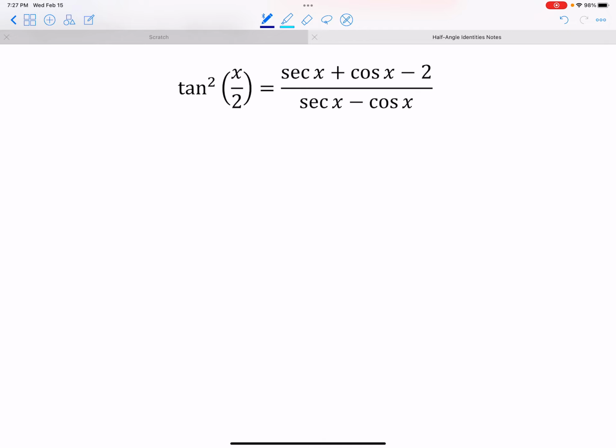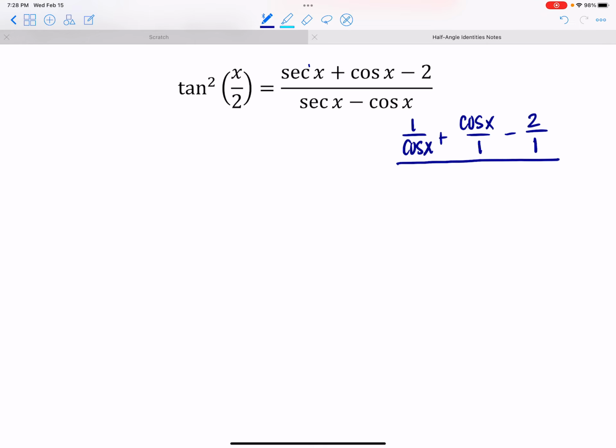So let me, on the right, first secant. Secant is the reciprocal of cosine, so I can make that 1 over cosine, plus I'm trying to add cosine, which I can call cosine over 1, and I'm trying to subtract 2, which again I could call 2 over 1.